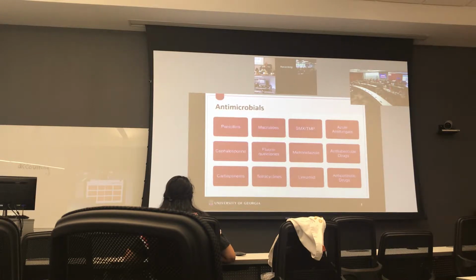So these are all of the different specific agents and classes of antimicrobials that we'll talk about today. It is not comprehensive. There are some others that do exist, but that are less commonly used, so we're not going to go into as much detail with them. We'll talk about these antimicrobials that are used more frequently and have more significant interactions.